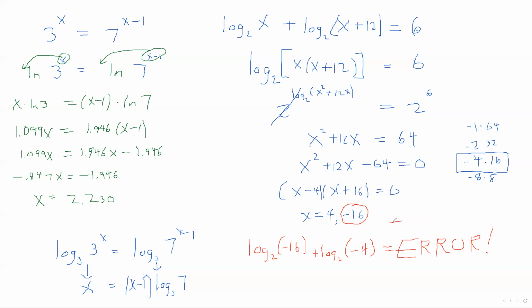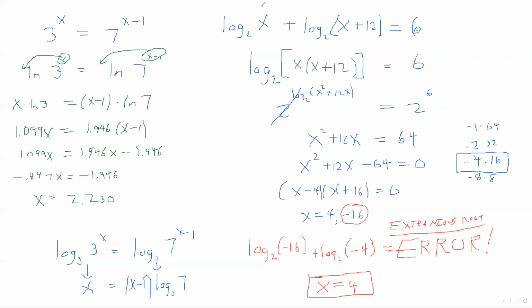This is what's known as an extraneous root. So when you solve a question like this, you have to test the answers afterwards. If you have an extraneous solution, you've got to toss it out. So in fact, the answer to this question is just x equals 4. If you test 4, it's fine.